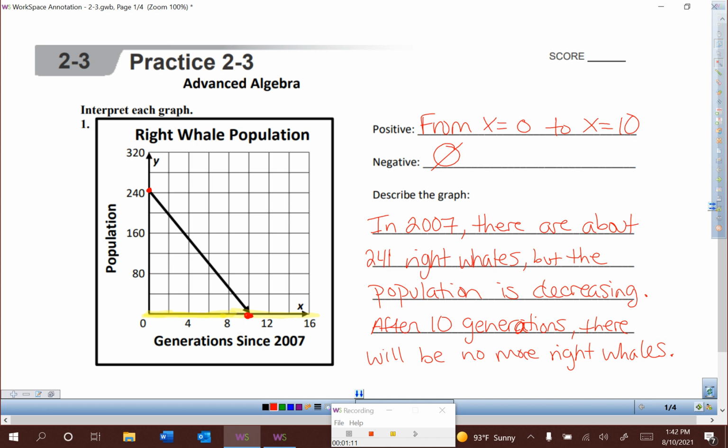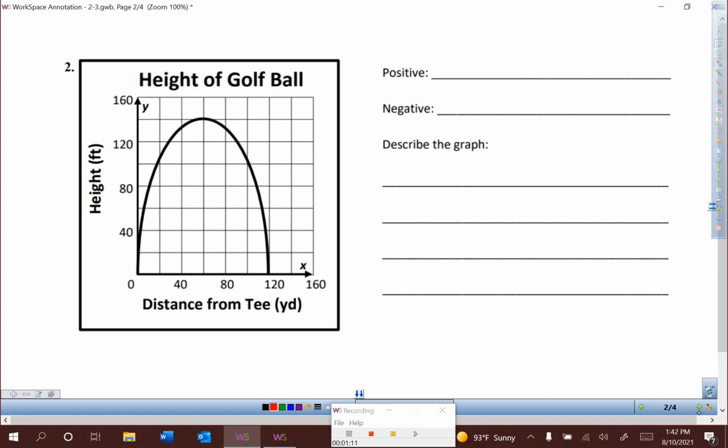All right, moving on to number 2. So again, I'm just going to highlight my x-axis. That way it's a little bit easier for me to see positive versus negative. Okay, so on this one, if you recall back to the last practice, this was the height of a golf ball. The golf ball starts on the tee, goes up about 140 feet, and then comes back down.